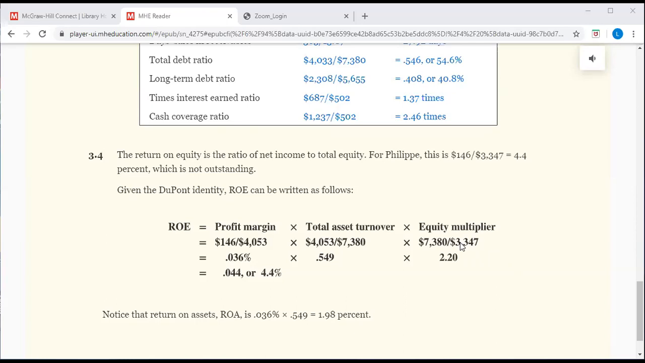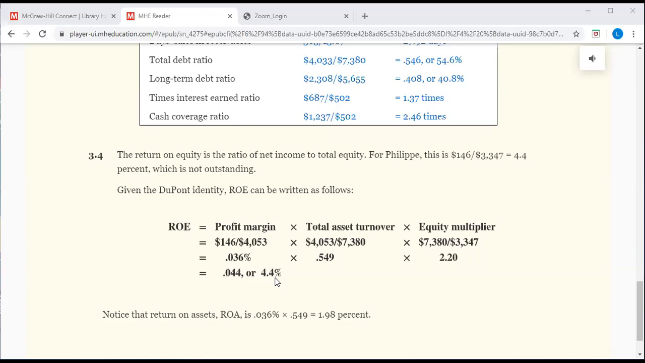Okay, so we take those three results, multiply them together, and the return on equity is 4.4%. Notice that the return on assets would be the profit margin times total asset turnover, or 1.98%.